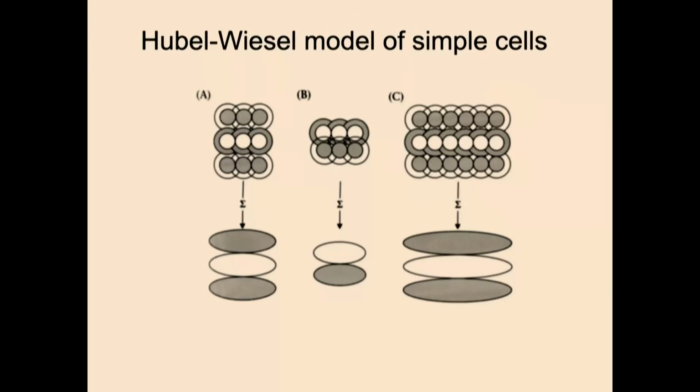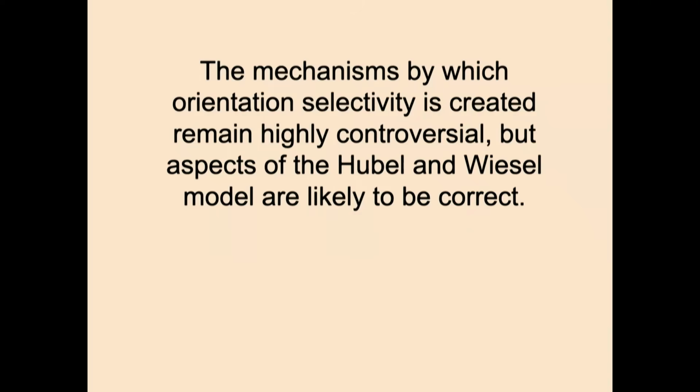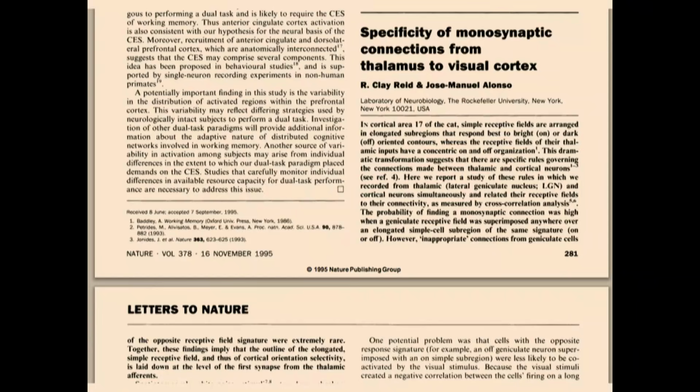Okay. In part because this discovery of orientation selectivity has been such a signature discovery in neuroscience, there's been lots and lots of work trying to unpack the mechanisms underlying it. I would say it still remains fairly controversial, but I think it's pretty clear that aspects of the original model proposed by Hubel and Wiesel are likely to be correct. One piece of evidence for that comes from a paper from back in 1995. This was from the lab of Clay Reed, who at the time was at the Rockefeller University and then was at Harvard Medical School for a long time. Now he's at the Allen Institute.